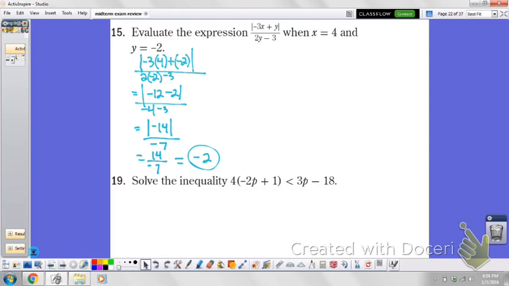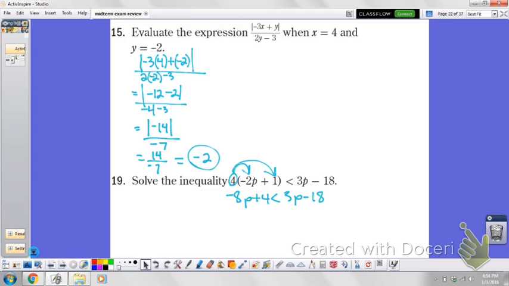Number 19, we have to solve the inequality. 4 times the quantity of negative 2p plus 1 is less than 3p minus 18. So for this inequality, the first thing you need to do is just do some simplifying. So I'm going to simplify 4 times the quantity of negative 2p plus 1 by using the distributive property. So I'm going to distribute the 4 to the negative 2p, giving me negative 8p. And I'm going to distribute the 4 to the 1, so plus 4. That's going to be less than 3p minus 18.